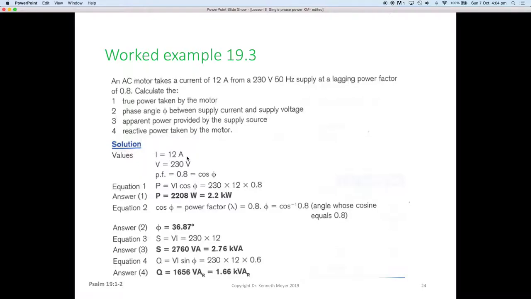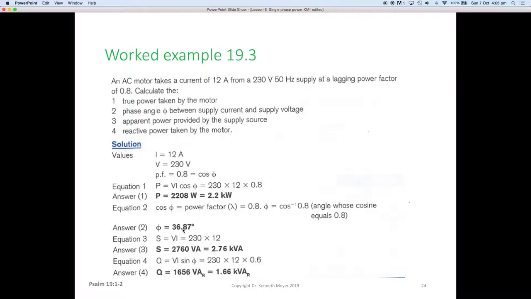So the things we've been told: the current, the voltage, and we know that we have a power factor of 0.8 that is lagging. So first we want to find the true power taken. So we know that power equals VI cos theta, so 230 multiplied by 12 multiplied by 0.8. We have all the right values in the right forms. So we end up with 2,208 watts, or 2.2 kilowatts.